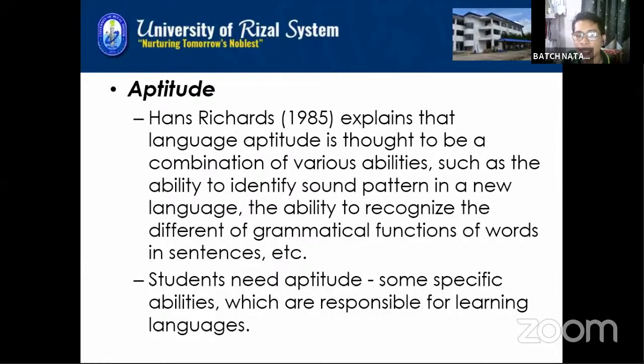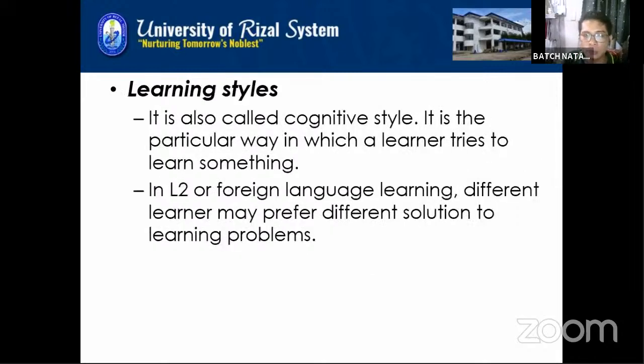Richards explains that language aptitude is thought to be a combination of various abilities, such as the ability to identify sound pattern, recognize the different grammatical functions of words, just like what I mentioned sa inyo kanina pa. So students need aptitude, some specific ability which are responsible for learning language. And then we also have different learning styles can actually affect language learning per se. Although language acquisition pinag-usapan natin dito, pero again, I would like to emphasize that I'm also integrating language learning for this discussion because they are interrelated.